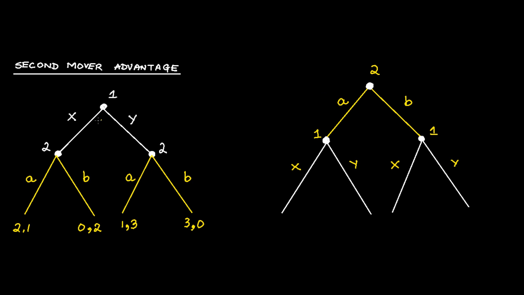There are two players, player 1 and player 2. Player 1 has two choices, X and Y. Player 2 has two choices, A and B, conditional upon whether player 1 chooses X or Y. There are three sub games, 1, 2, and 3.